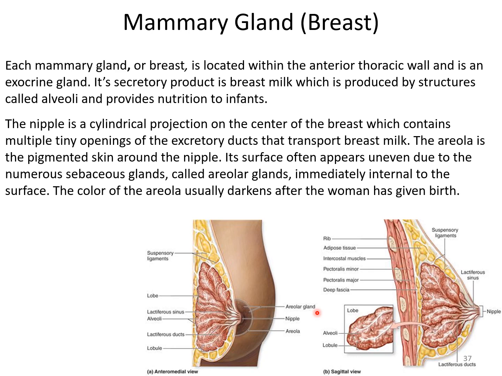So the nipple is the cylindrical projection that's right in the center of the breast. It has a bunch of tiny openings. Those are your excretory ducts for the transportation of the breast milk. And then the areola is the pigmented skin that surrounds the nipple. The surface of the areola is often uneven because you've got a bunch of sebaceous glands called areolar glands that lie just underneath the surface. And though I don't know that anybody knows the reason for this, the color of the areola usually darkens after a woman has given birth.